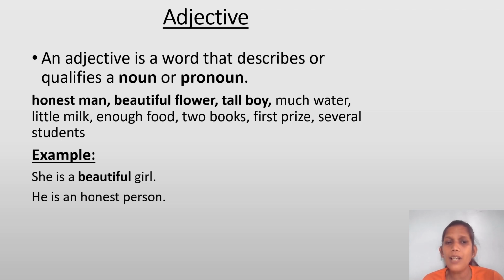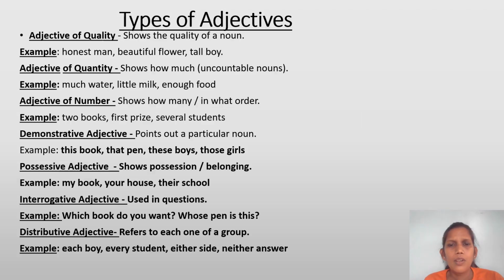He is an honest person. What kind of person he is? He is an honest person. So honest would be an adjective. Again, adjective is a word which describes a noun or pronoun. Okay, now let's understand each and every topic in detail.